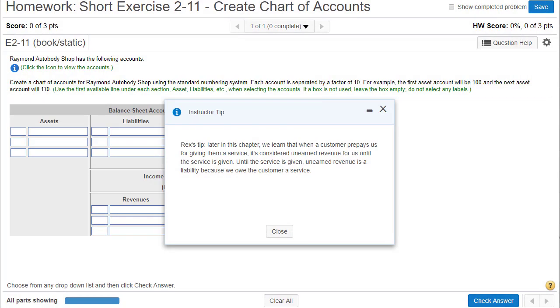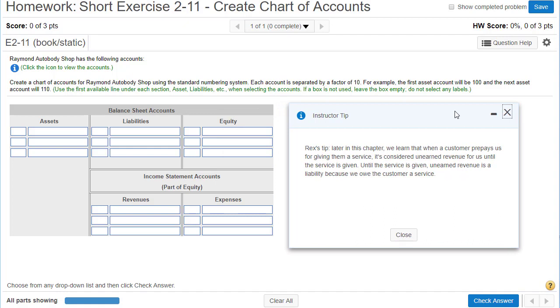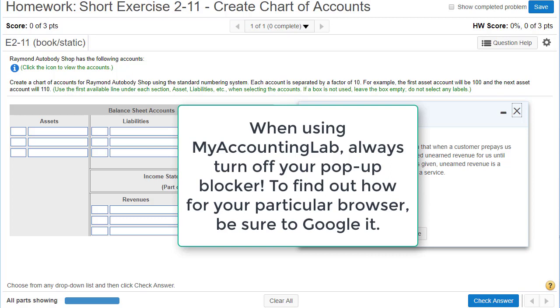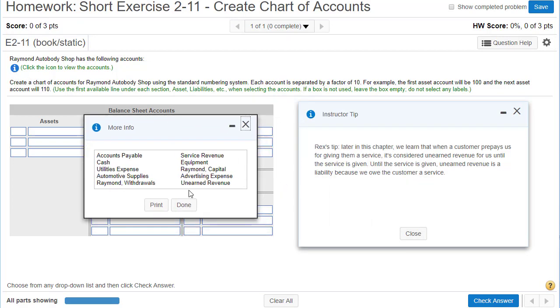Short exercise 2-11. We're going to create a company's chart of accounts. So this instructor tip should pop up automatically, assuming that you have your pop-up blocker turned off, which you should have turned off. So what we're talking about is this account right here. It's called unearned revenue.